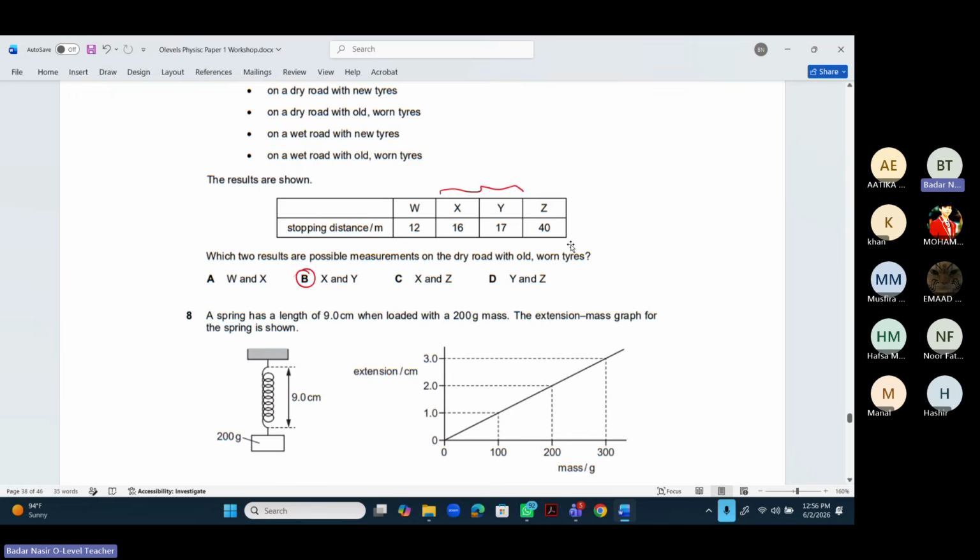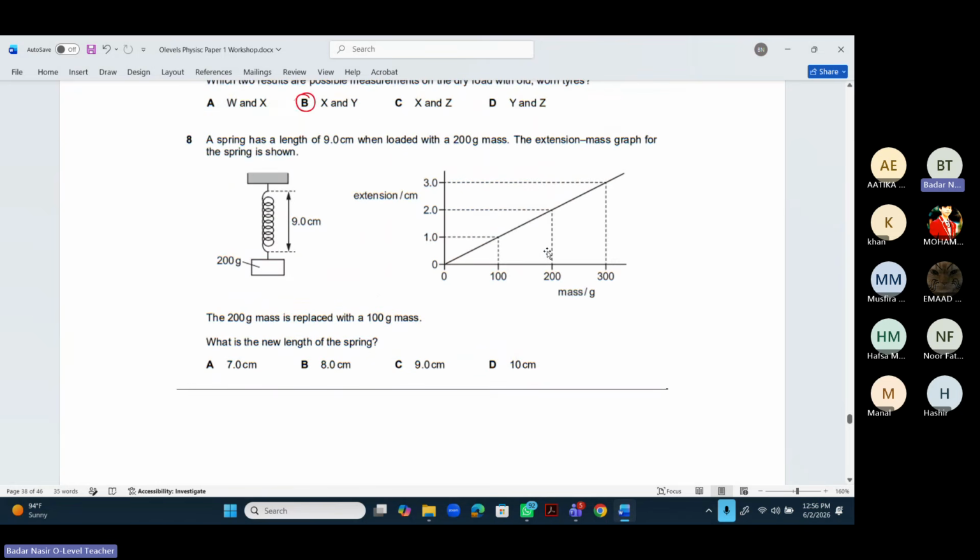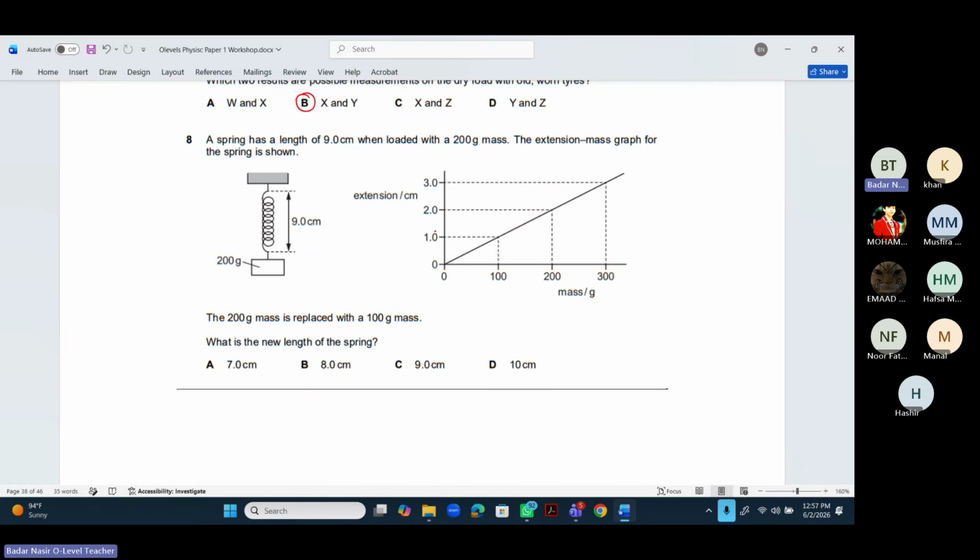वो कह रहा है spring has a length of 9 centimeter when loaded with a 200-gram mass. The extension mass graph for the spring is shown. The 200-gram mass is replaced with a 100-gram mass. What is the new length of the spring? So 100 grams में कितनी extension है? 1 centimeter. Original length है 9. तो 9 plus 1, it's going to be 10 centimeter.